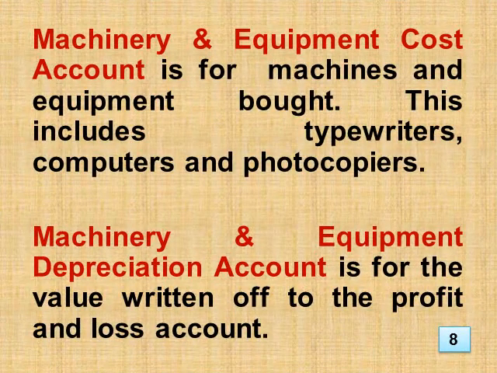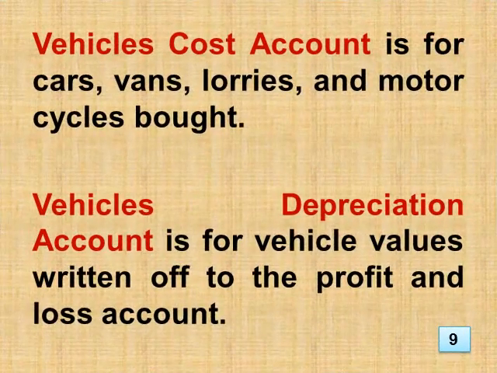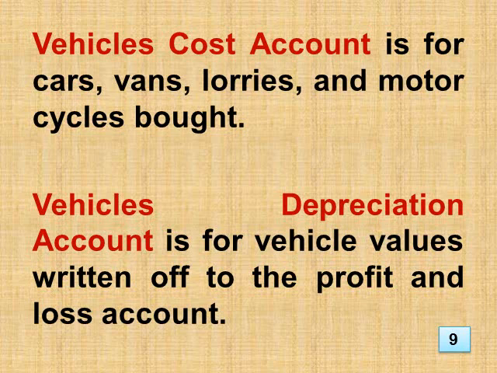Machinery and equipment cost account is for machines and equipment bought. This includes typewriters, computers and photocopiers. Machinery and equipment depreciation account is for the value written off to the profit and loss account. Vehicles cost account is for cars, vans, lorries, and motorcycles bought. Vehicles depreciation account is for vehicle values written off to the profit and loss account.